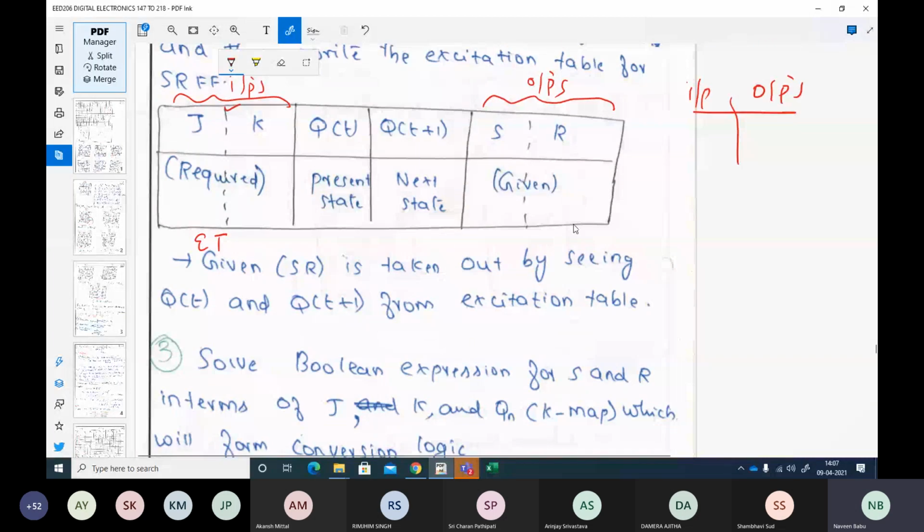And once you frame this truth table, then you will write the Boolean expression for the outputs. Obviously, this is how we have been practicing. We will write the Boolean expressions for the outputs. Please note here that for SR flip-flops, if you have two flip-flops, then you will have four different types of outputs. You will have SA, RA. If I have one more flip-flop, that is SB and RB. We will see all these things together. So you will write the Boolean expression for these.